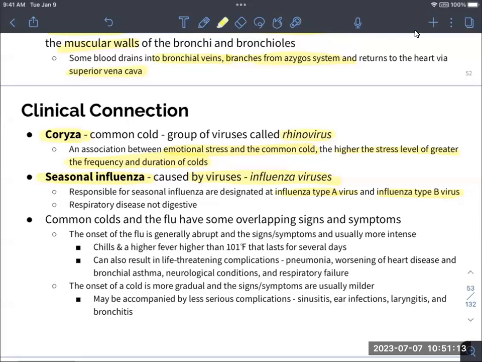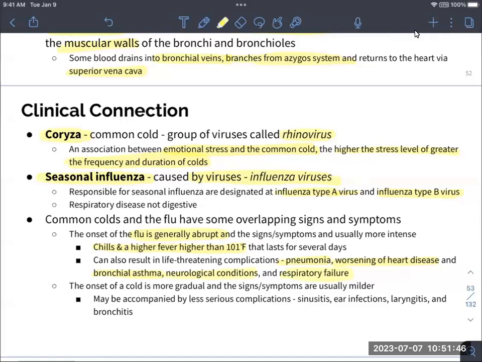The onset of the flu is usually pretty abrupt. It all of a sudden kind of comes out of nowhere. You have chills, a high fever, over 101 for several days. The problem with the flu is it can cause pneumonia if it travels down into those lungs. It can worsen heart disease. It can cause bronchial asthma. It can travel into the brain and cause neurological problems. It can cause respiratory failure.